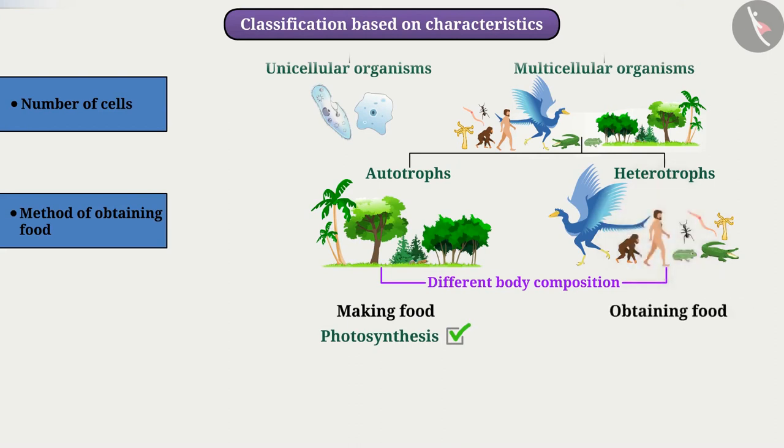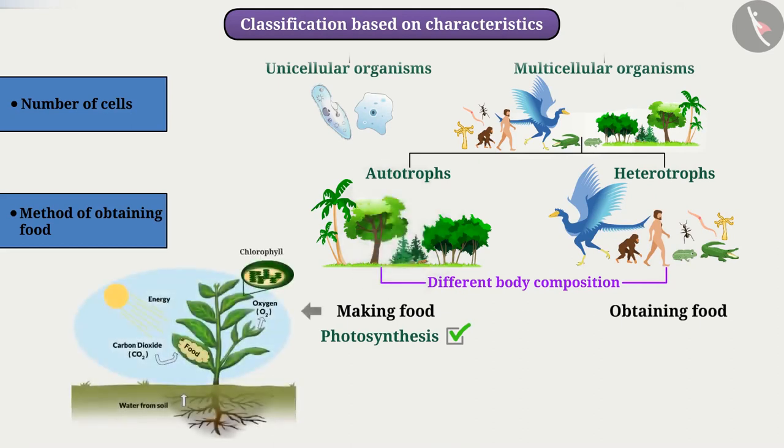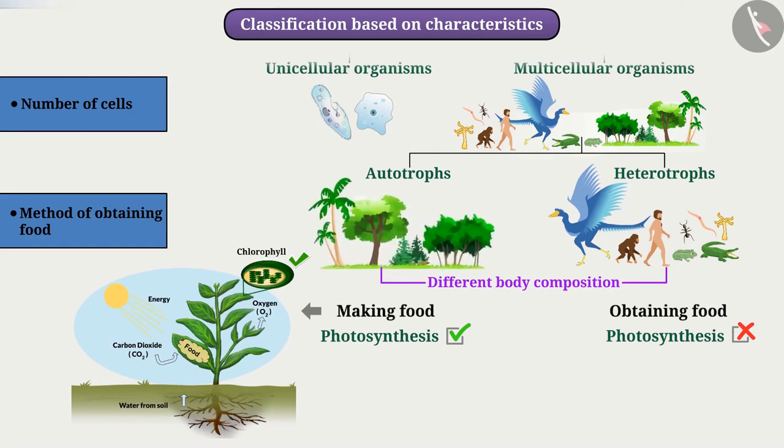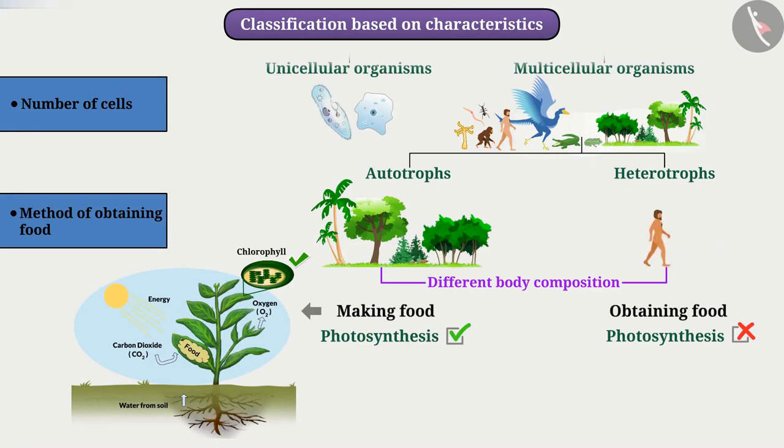Green plants have chlorophyll by which they absorb sunlight and, with the help of photosynthesis, make their own food. Animals do not have chlorophyll, so they are unable to perform photosynthesis. In this way, green plants come in one group and different animals, including humans and parasites, come in another group.